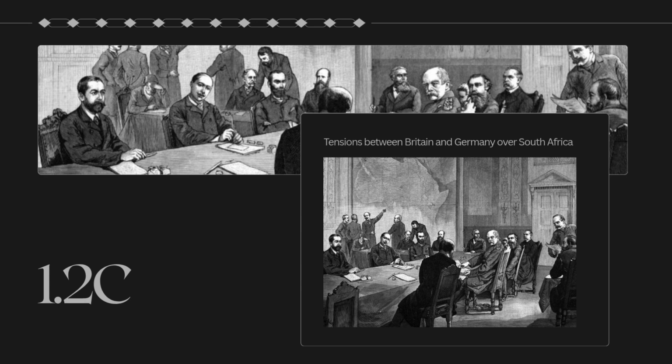Gold discoveries in Transvaal in 1886 brought more British settlers, but the Boer government under Paul Kruger limited their rights, causing tensions and a failed uprising. Jameson attacked the Transvaal, but his forces were quickly defeated by the Boers, which upset other European nations and caused tension between Britain and Germany.